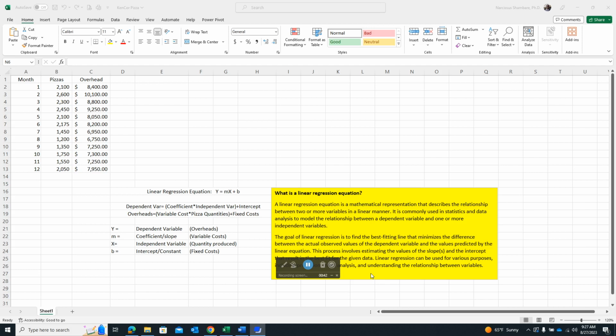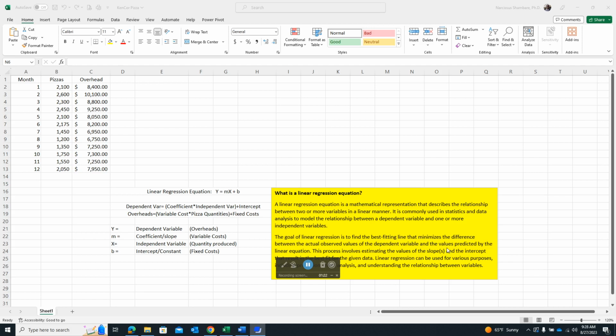But of course, to begin with, a working definition of what a linear regression equation is. It is a mathematical representation that describes the relationship between two or more variables in a linear manner. But in this particular case, we only have two variables. So we have an independent variable and a dependent variable. And more specifically, our independent variable is going to be the pizzas, the quantities, right? That's going to be our predictor of the overheads, which is our dependent variable. So because of that, this actually becomes a simple linear regression equation, right?